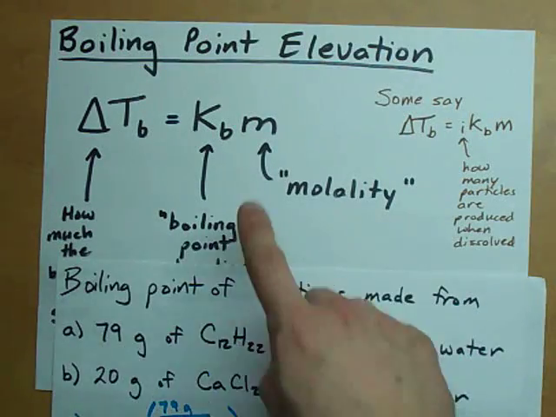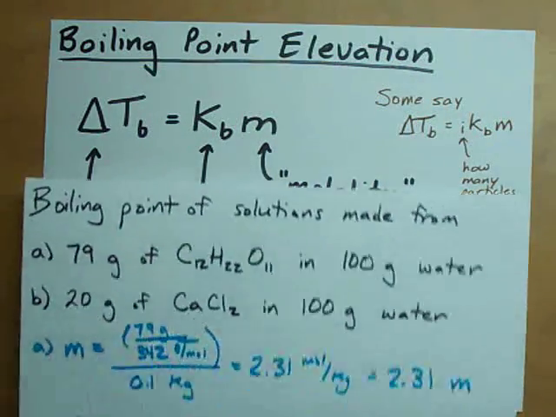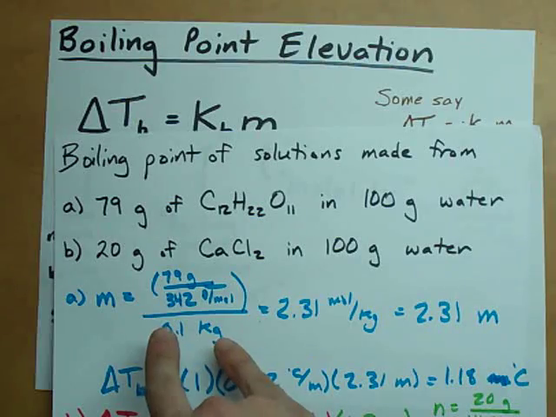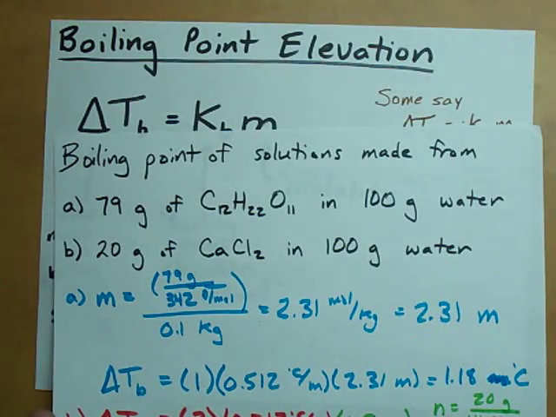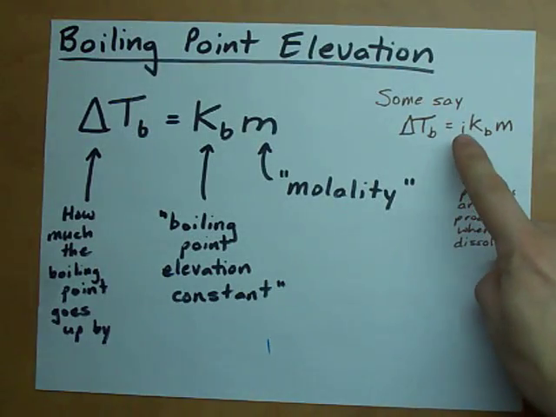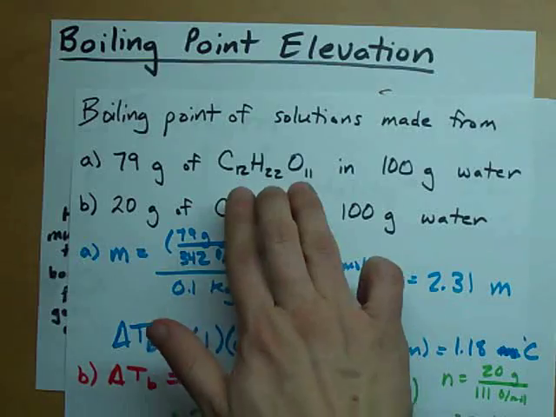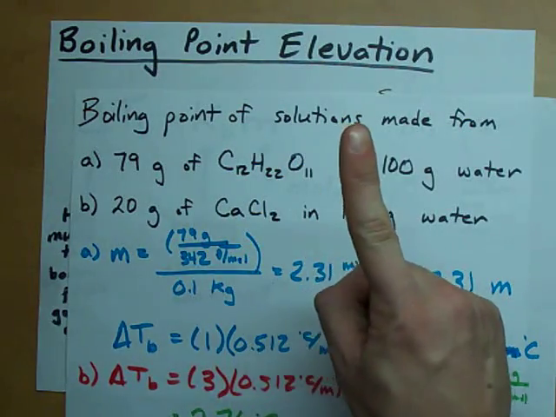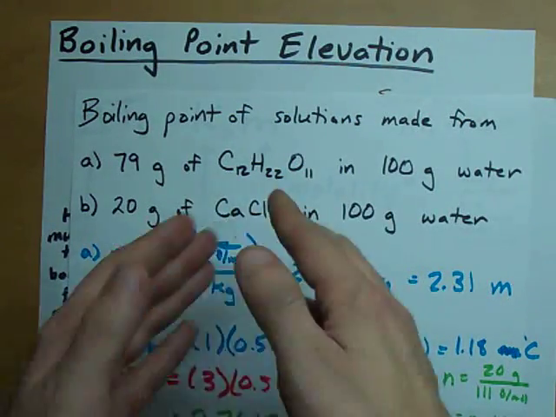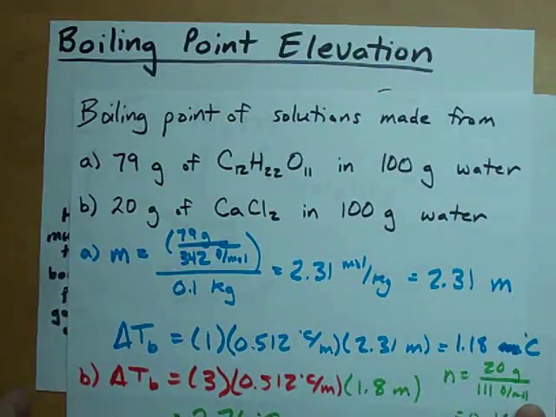Keys to figuring out how much the boiling point goes up by is using the right Kb, which they should give you, remembering how to calculate molality. That's moles divided by mass of solvent in kilograms, and knowing how many pieces the thing that's dissolving breaks into. Covalent compounds stay as one. Ionic compounds break up into ions, and you'll have to figure that out on your own.